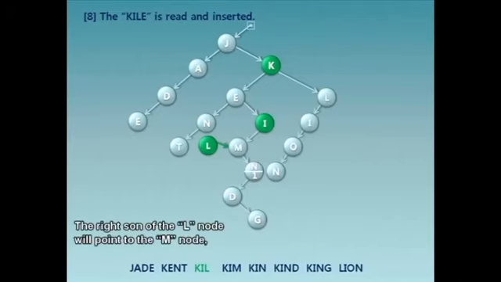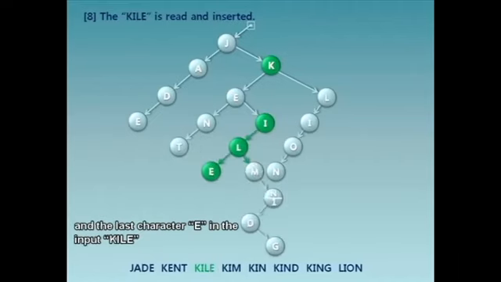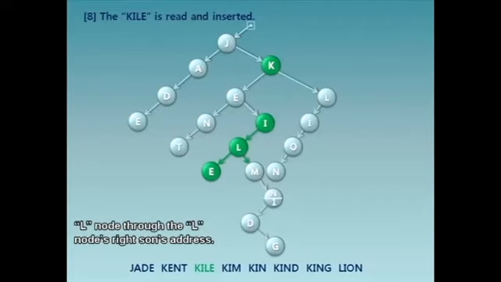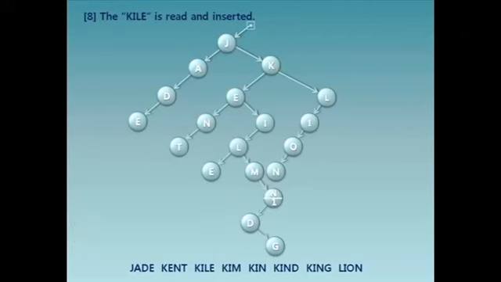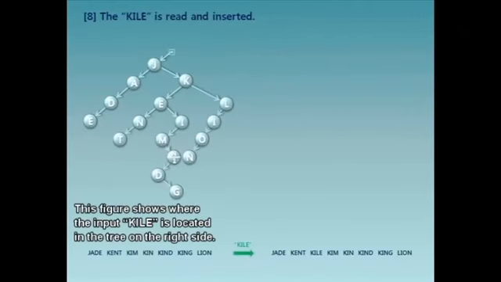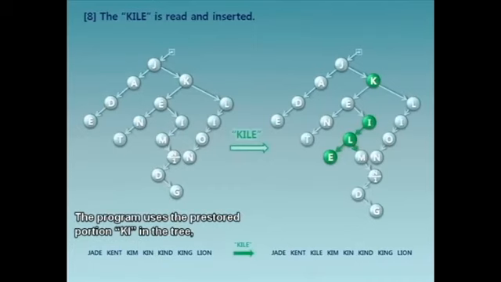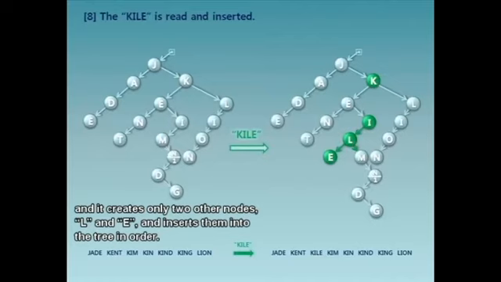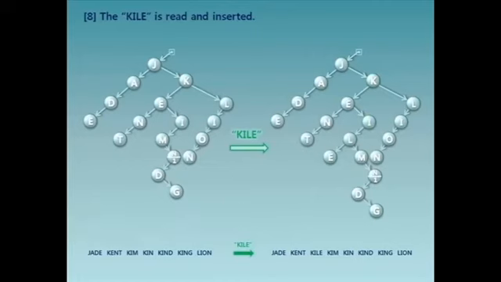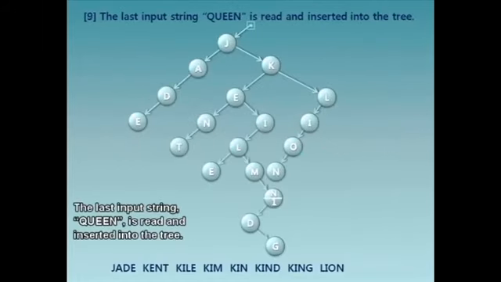The right son of the l node will point to the m node, and the last character e in the input Kyle will be stored in the node that is attached to the inserted l node through the l node's right son's address. This figure shows where the input Kyle is located in the tree on the right side. The program uses the pre-stored portion ki in the tree, and it creates only two other nodes, l and e, and inserts them into the tree in order. The last input string, Queen, is read to be inserted into the tree.